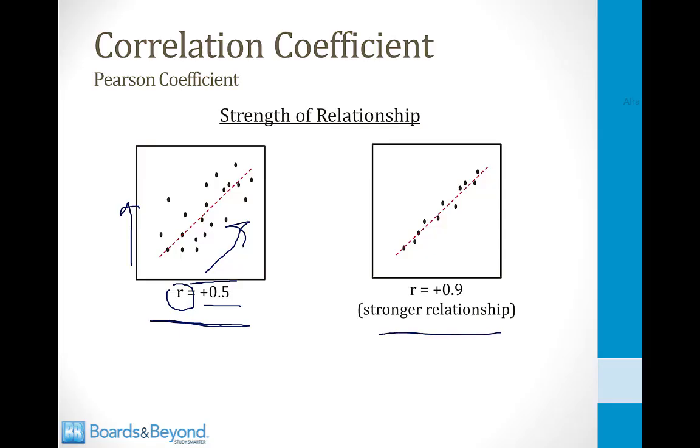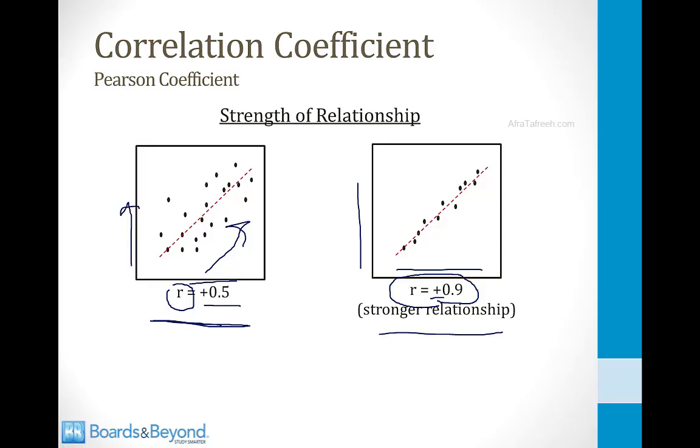Now let's look over on the right side. Here we've got another positive R value, so there's a positive relationship. But this time the R value is plus 0.9. It's very close to 1. And you can see in the data set that this line almost touches all the data points. These data are neatly lined up close to this line, and that's because there's a very strong relationship between the variable on the x-axis and the variable on the y-axis. So just remember that the closer the correlation coefficient is to 1, either positive 1 or negative 1, the stronger the relationship.